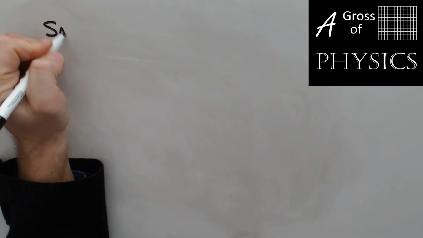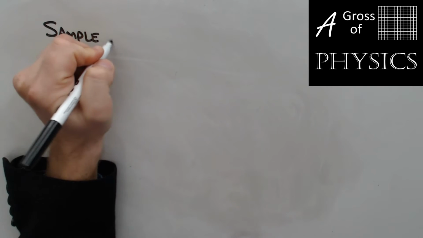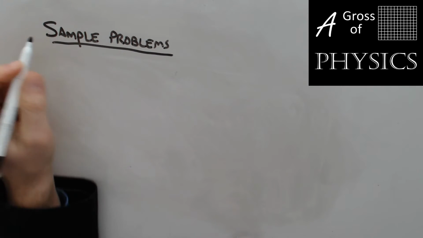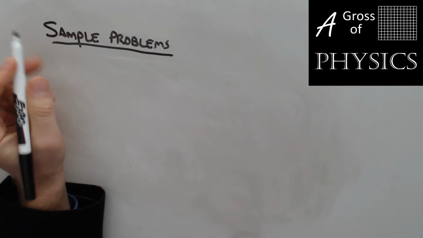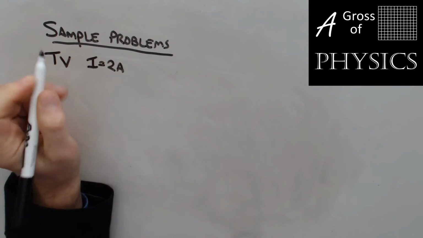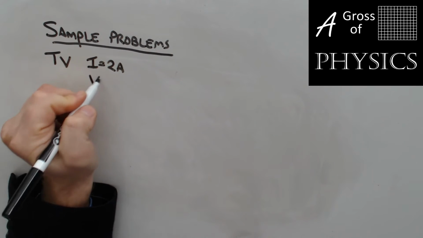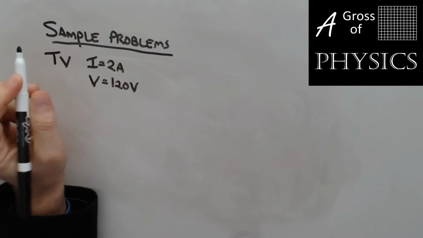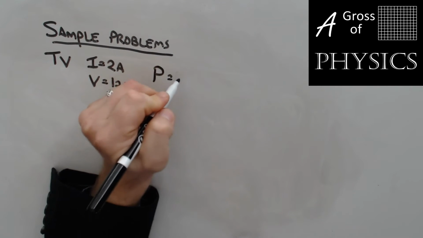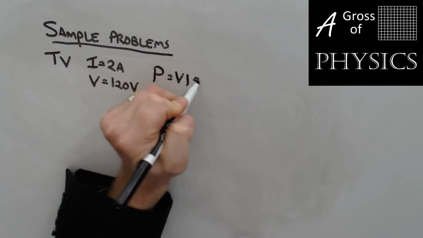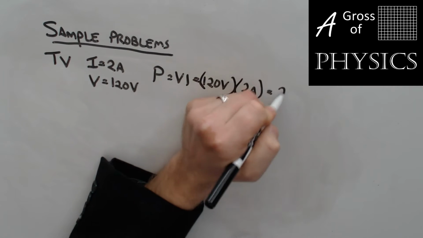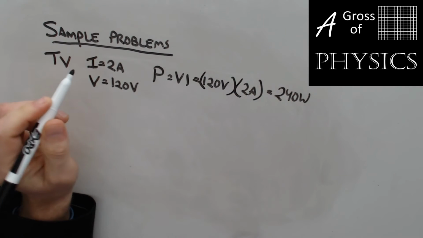What we're going to look at is a couple of sample problems, and these are from your notes. So we have a TV and it's going to draw 2 amps, so I is 2, when connected to a 120 volt source. 120 volts is V. What's the power output? Well, we have 3 versions of our power equation, but I'm going to use VI. 120 volts times 2 amps is 240 watts.